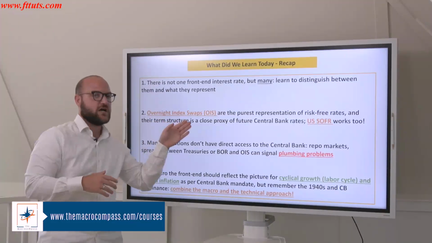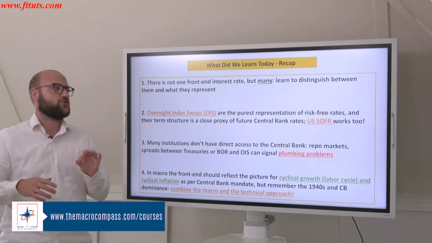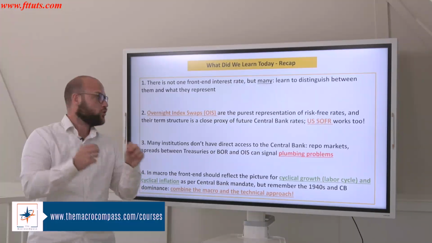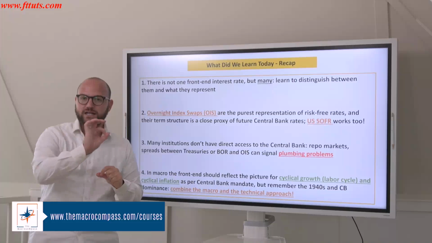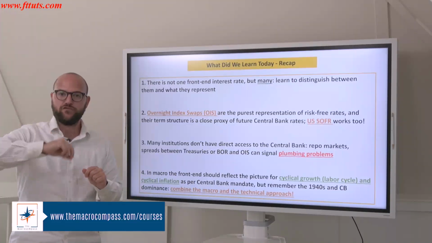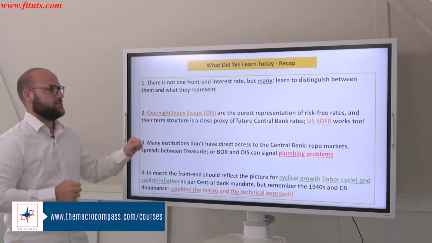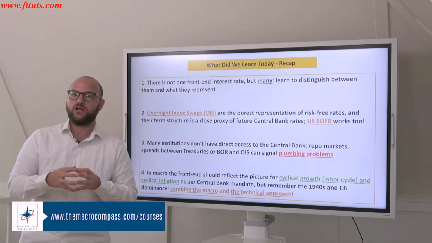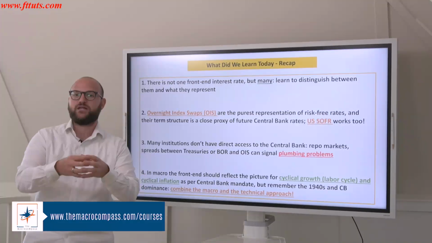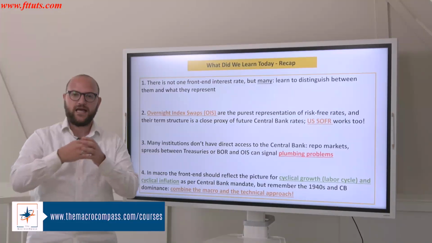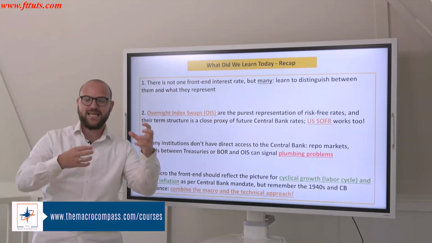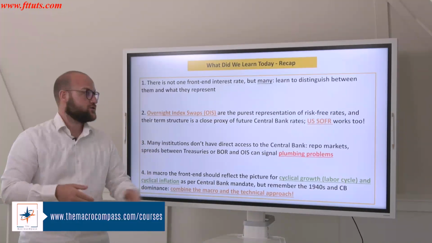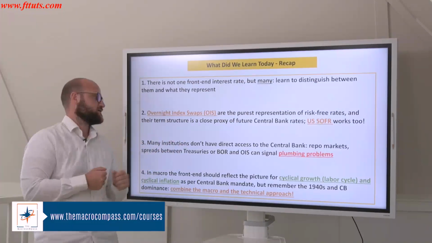Overnight index swaps are the purest, closest representation of the term structure of future central bank rates. So you want to focus on overnight index swaps to have the cleanest idea of market pricing for future central bank rates. In the US, SOFR is an important reference that also works very well because it represents the repo rates. And as we have explained, a repo operation collateralized by safe AAA treasuries is as close as it gets to a risk-free rate too. So you can use SOFR as well in the US.